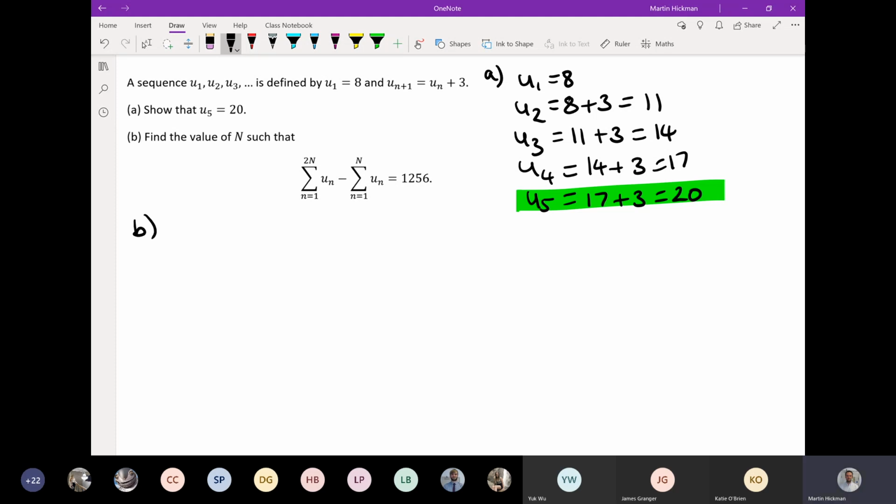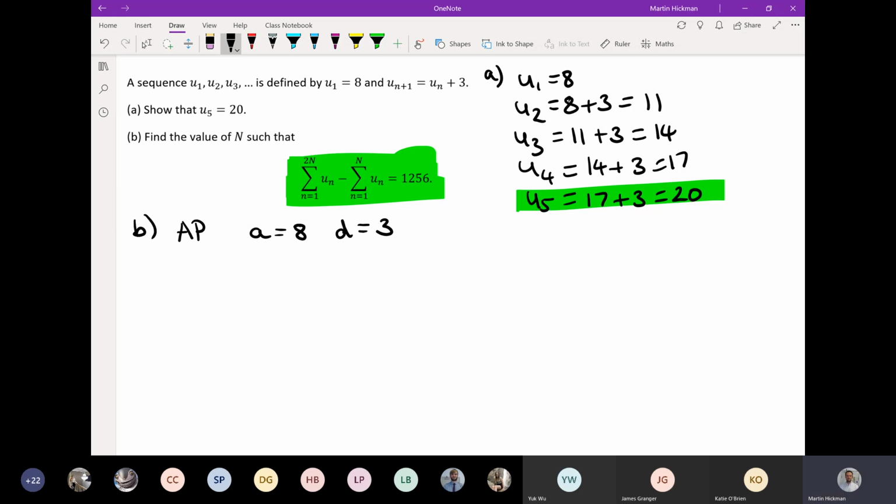For part B, this is going to be the bit that's a little bit trickier. Find the value of n such that this relationship here with sigma, which we met on Friday, is satisfied. So what we need to notice here is that we have an arithmetic progression from part A, where our first term is 8 and we have a common difference of 3.